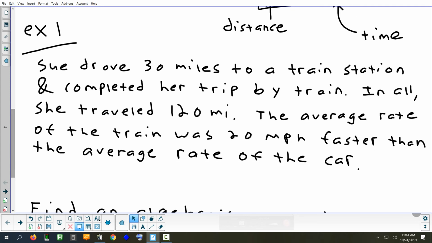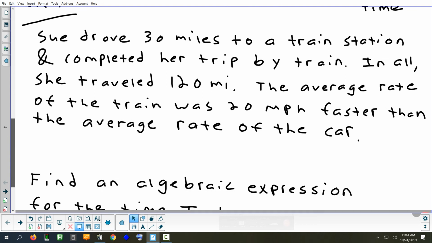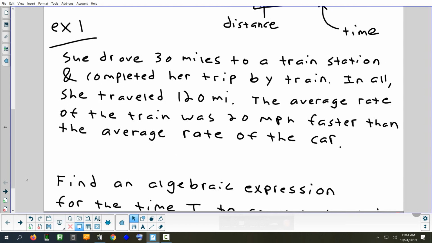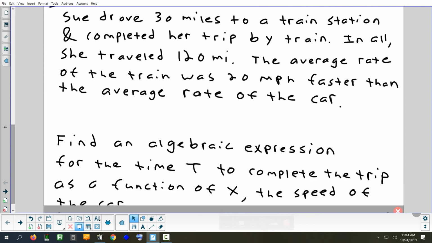So, we're going to figure out a couple things. We're going to find an expression. We'll call the name of our function t for the time it takes for her to complete the trip. And the variable that I want you to use is x, and that will represent the speed of the car. Now, we could say x represents the speed of the train. We could do it that way too. But I want x to be the speed of the car.